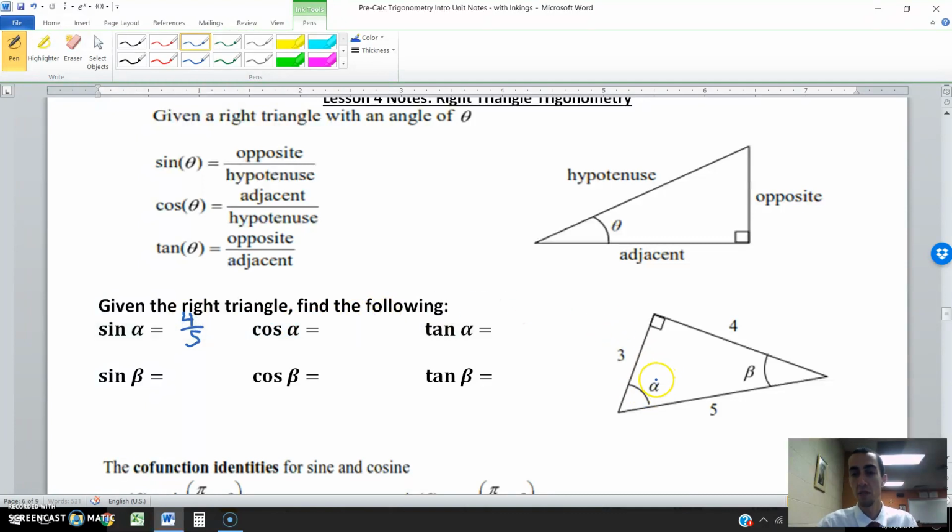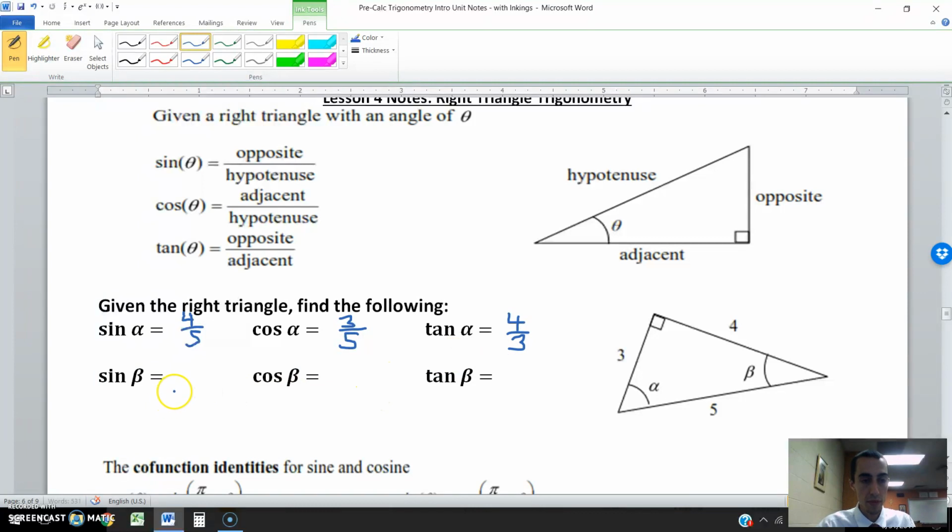With respect to angle alpha, side 3 is the adjacent side. Adjacent side, remember, means next to. And so this side is next to alpha, and of course that side was opposite of it. So we've got 3/5. Tangent is opposite over adjacent, and so we have 4/3.